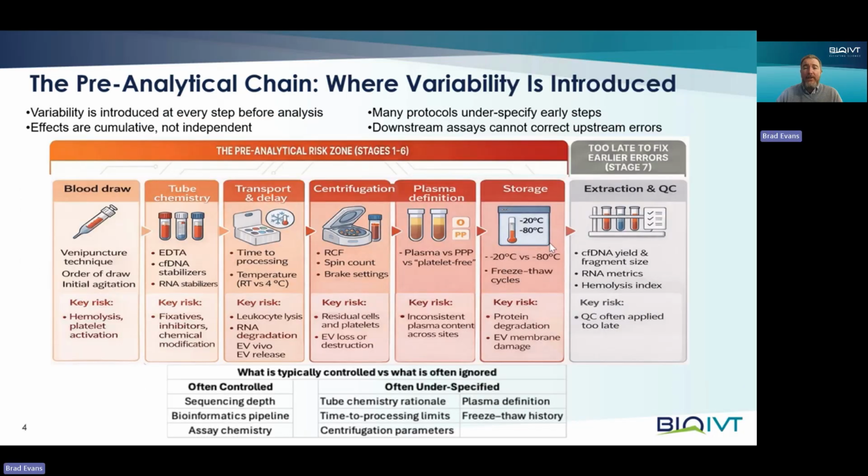This slide is the foundation for everything that follows. It shows the full pre-analytical chain, every step where variability can be introduced before we ever go to sequencing, PCR, or any downstream assay. The key idea is that variability enters early, the effects accumulate, and once the sample reaches extraction and QC, it is often too late to fix what went wrong upstream. Let's walk left to right.